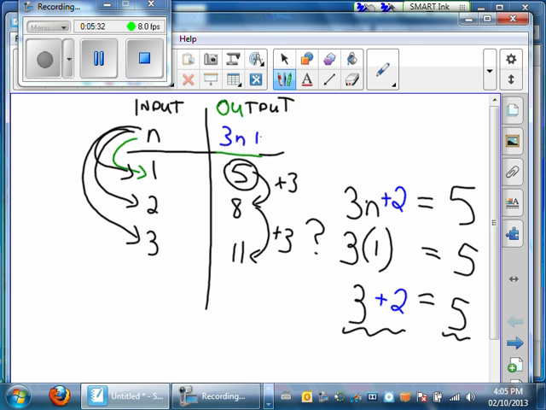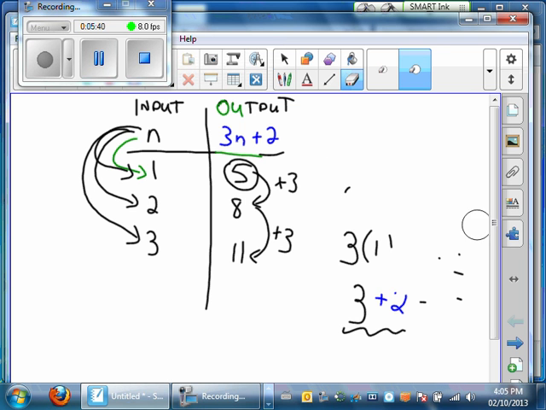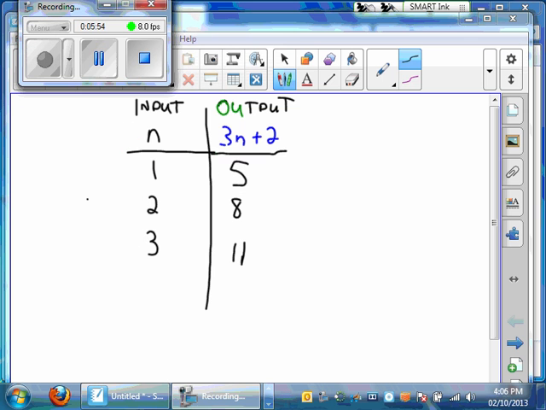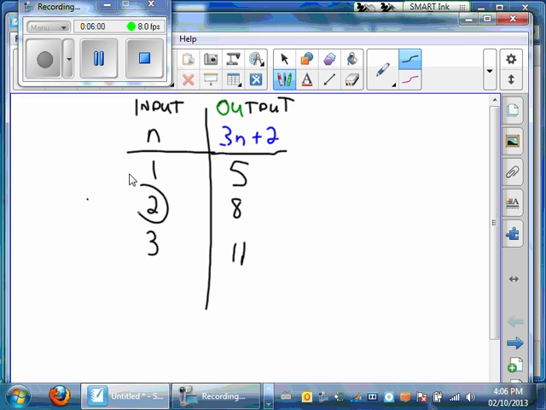3n plus 2 is our algebraic expression. Well, let's test it out to see if it works for our other output numbers. All right. Let's try out our algebraic expression that we just came up with, and we'll try it on 2.